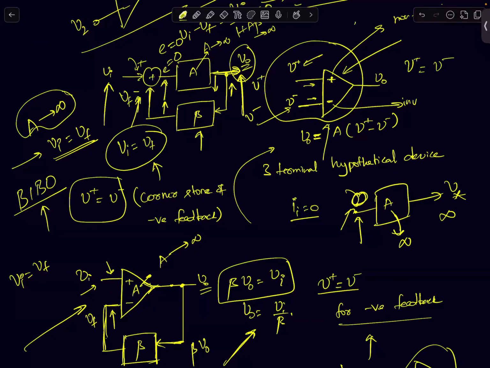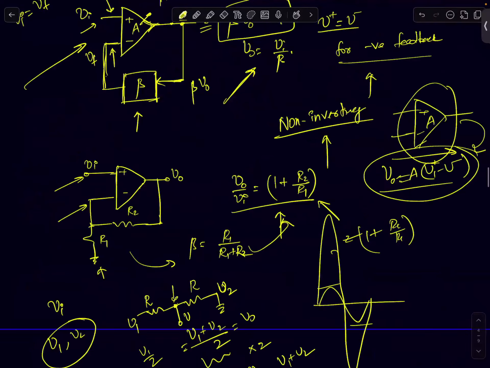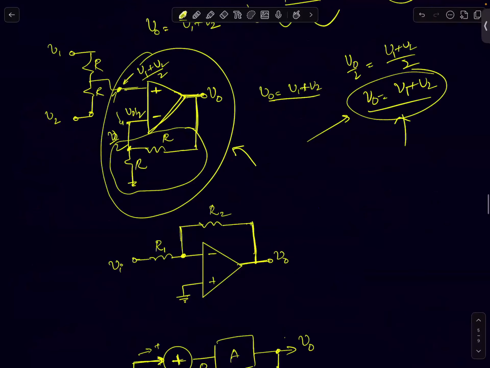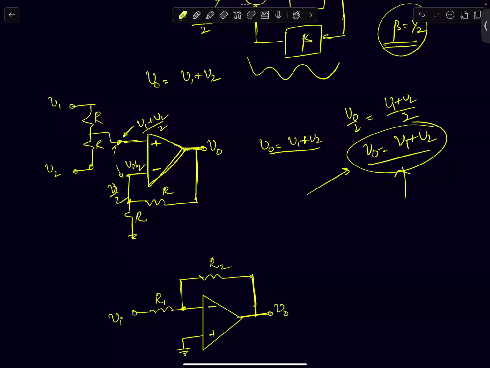This is the result. And you see here, that's what I did. I just used that result here to derive this expression, right? So all I did was, I know this is V0. So this node is going to be V0 by 2. And this node here is V1 plus V2 by 2. I just equated the two because I know the circuit is a negative feedback. How do I know? The signal from the output is fed back to the negative terminal.